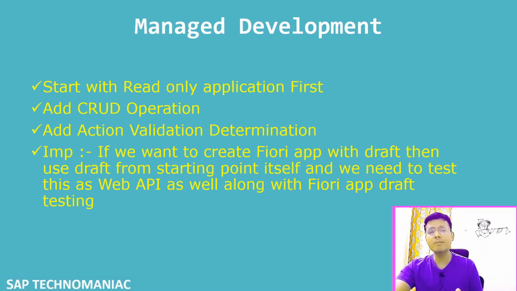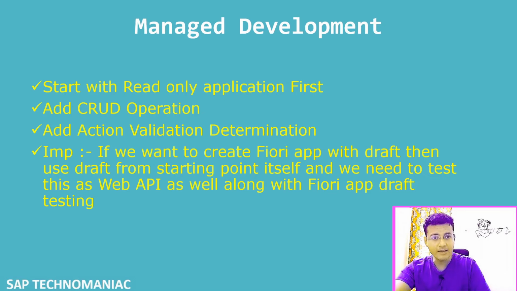Second thing, when we develop the managed application, first we develop the read-only application. I did the same when I created the managed application. I first created the three levels: travel, booking and booking supplement, from scratch. Then I included the CRUD operation. Then I included the actions, determinations and validations. Then I did the unmanaged save. This is the smooth way. So first develop the read-only application, then do the CRUD operation, and add the validations, actions and determinations at last.